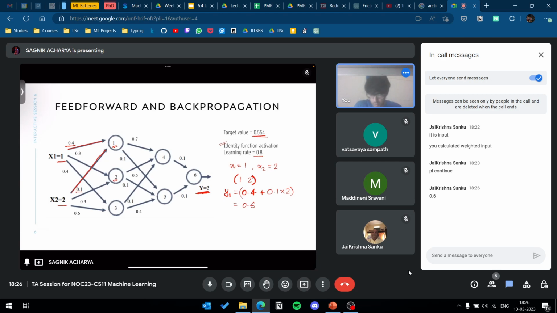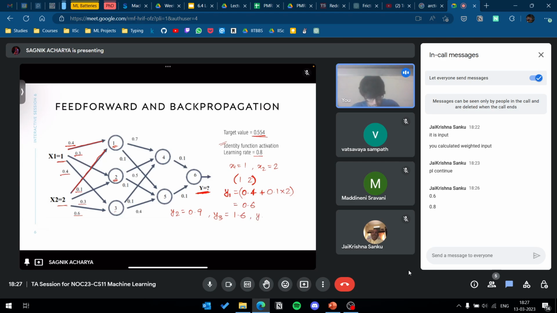Then what is y2 now? We have to calculate this for every neuron. For y2 we have 0.3 plus 0.6, so y2 will be 0.9. For y3 we'll have 0.4 plus 1.2, so that is 1.6.